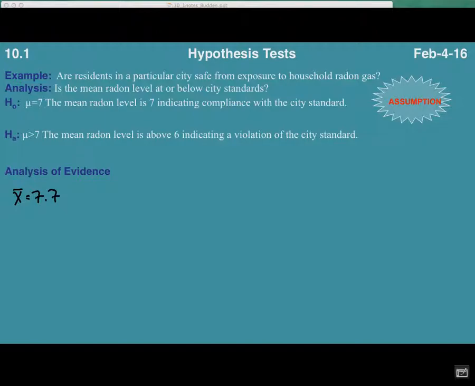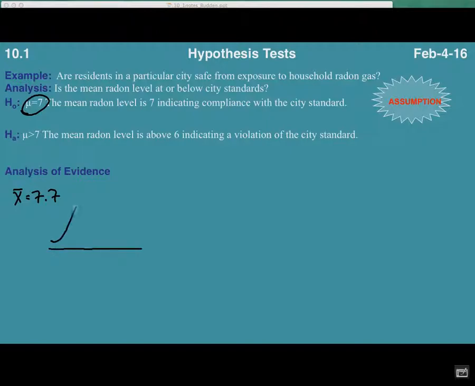Okay, so we are saying that a level of 7 is safe. If we get a level of 7.7 in our sample, do we think that we are above the city standard? Okay, it is above. But this goes to Sammy's question, is it significant enough? So is this far enough above 7 that we need to be worried? So that's where we need to calculate something. We can't just look at the number and guess.